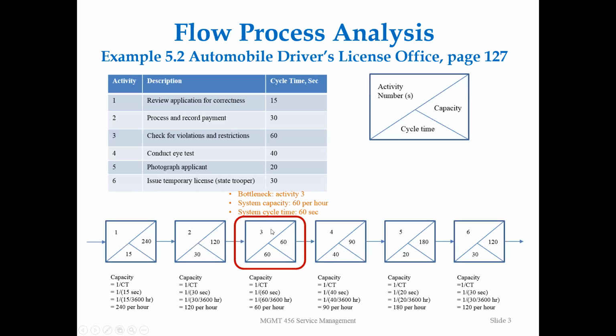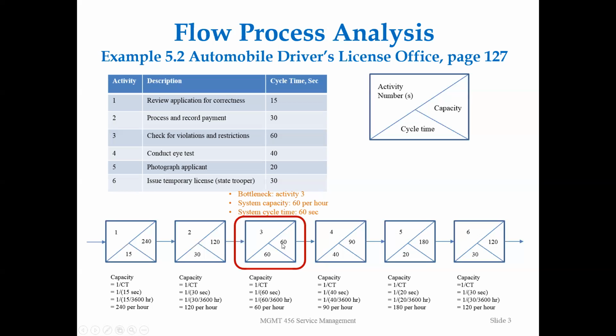So now the question is, what if we add one more person to handle activity 3? If we can add one more person to handle activity 3, that means we can double the capacity for activity 3. So right now, the capacity is 60. With one person, the capacity is 60. What about with two persons?